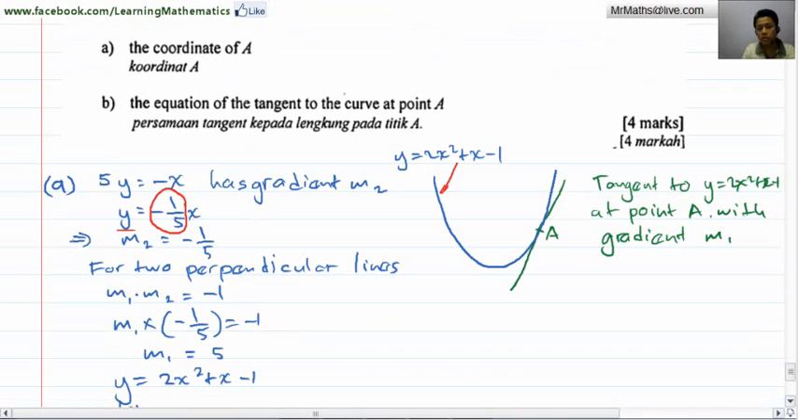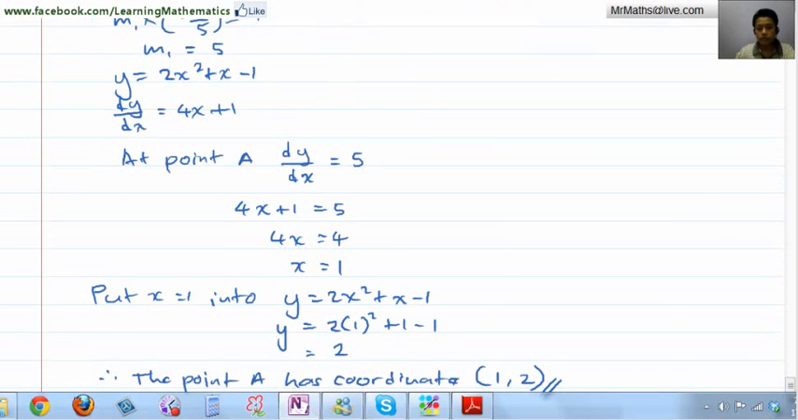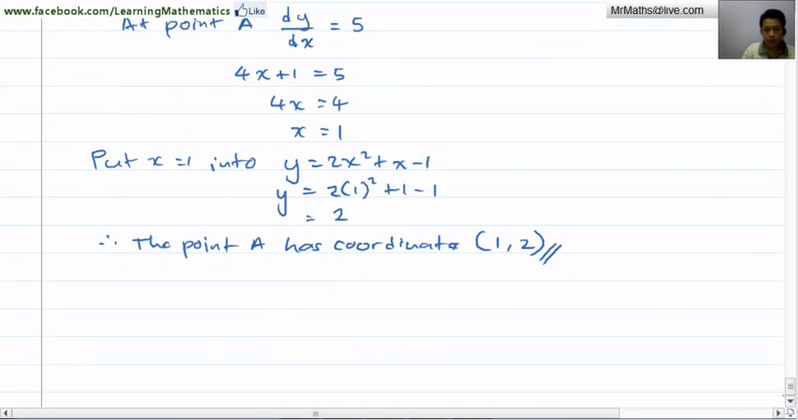Alright, B, the equation of the tangent to the curve. Then we can use the gradient formula. The tangent to the curve, I'm writing it down, quite lengthy here, but I want to make sure that the solution is easier to understand for the coordinator, as if the coordinator has no idea what we are trying to do. So the tangent to the curve, I'm trying to make it complete.